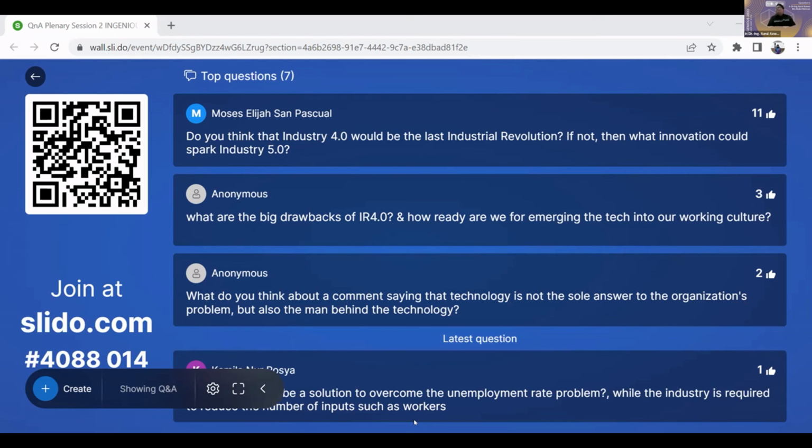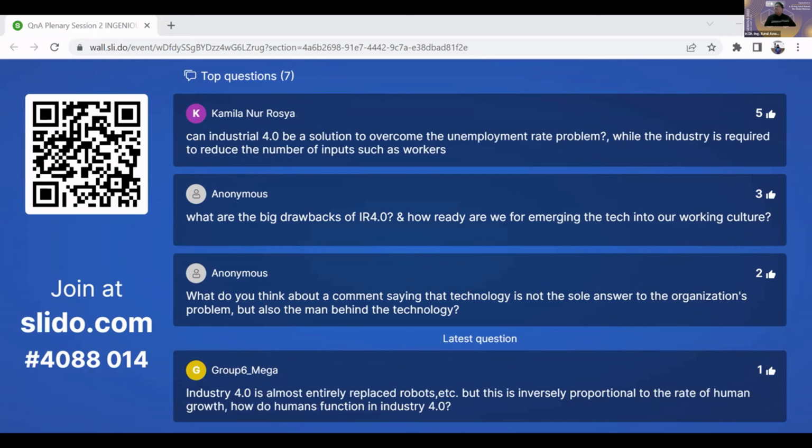Okay, Professor. This is one of the interesting questions, because we see that Industry 4.0 is all about connection and not on the side of humans. This is a question from Camilla. Can Industry 4.0 be a solution to overcome the unemployment rate problem, while the industry is required to reduce the number of inputs such as workers? What do you think?